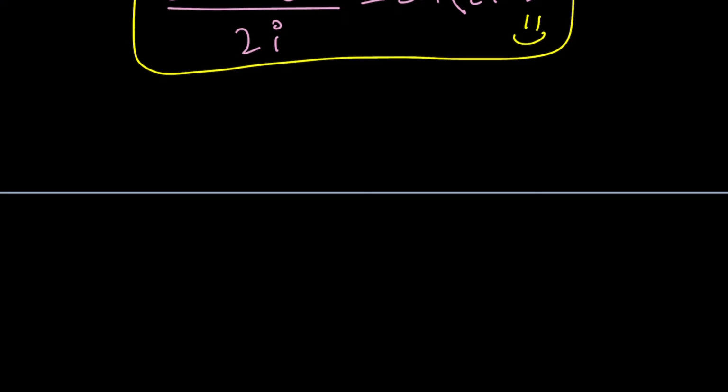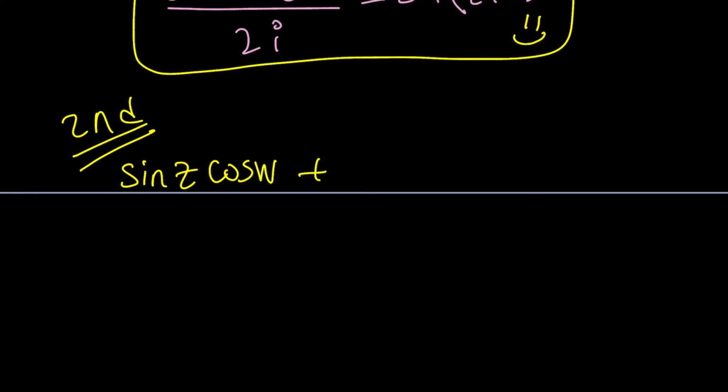Now let's go ahead and take a look at another method, shall we? So we have the following. Let's call this second method and see if you can come up with a third one. We have sine of z times cosine of w plus sine of w cosine of z. I hope this is not confusing, but if you think this is confusing, you can always use parentheses around the argument. Most of the time it's understood we're dealing with trigonometry. Some people find it a little confusing, which I understand.